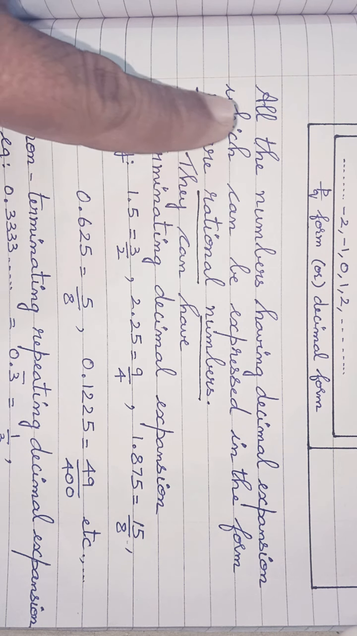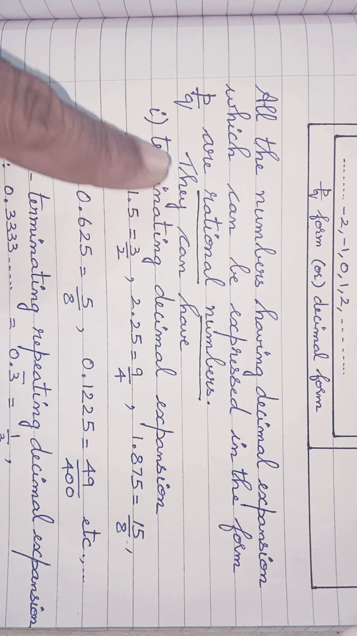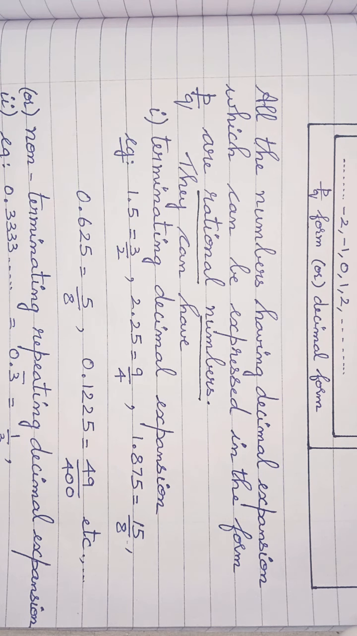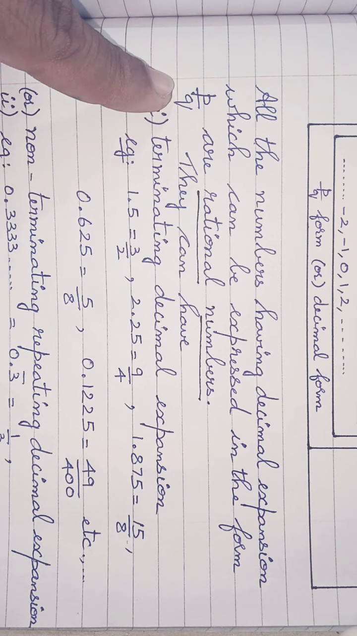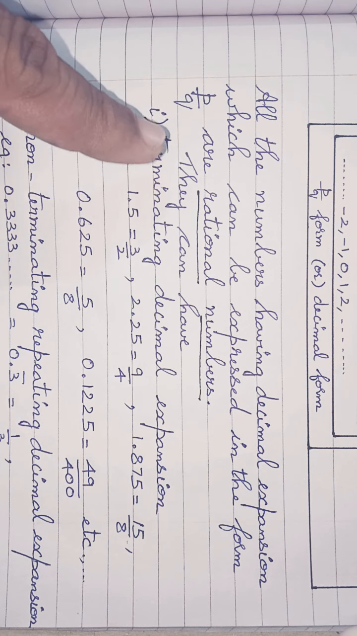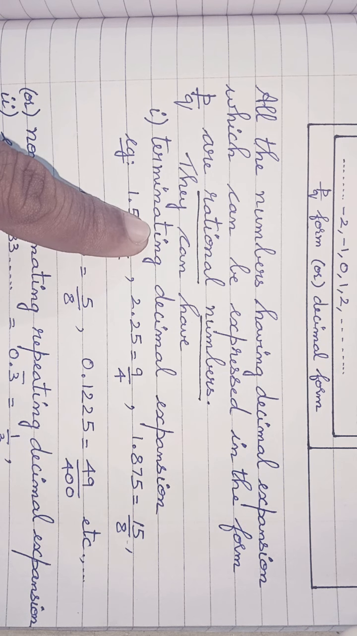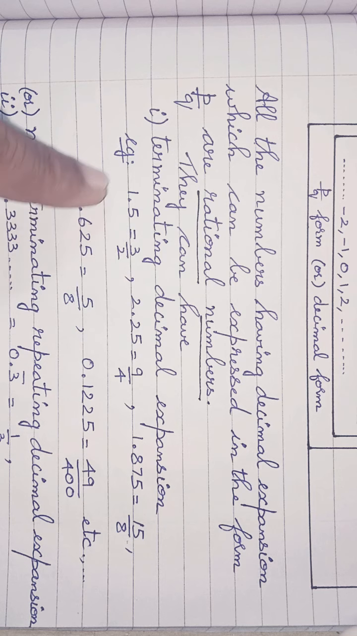Now, all the numbers having decimal expansion which can be expressed in the form of p by q are rational numbers. You take any number with a decimal expansion. If you are able to write those decimal numbers in the form of a fraction, that is in the form of p by q, then you can call those numbers rational numbers. They can be of two forms. The first form is they can be terminating after some decimal places. They will have terminating decimal expansions.